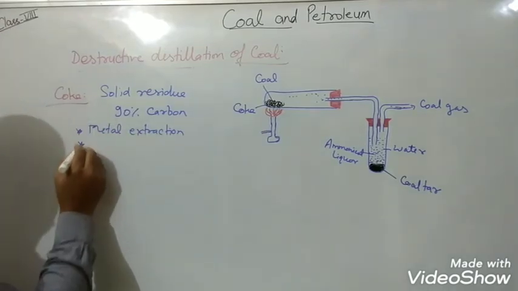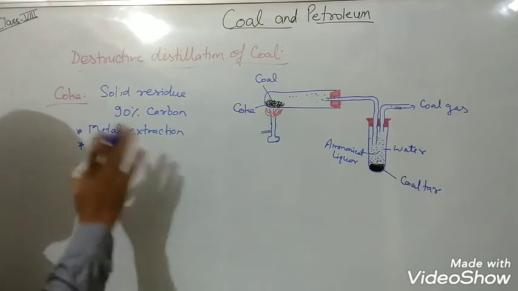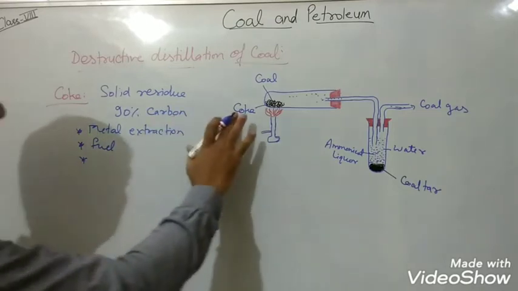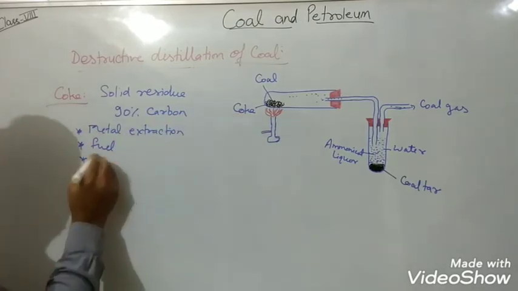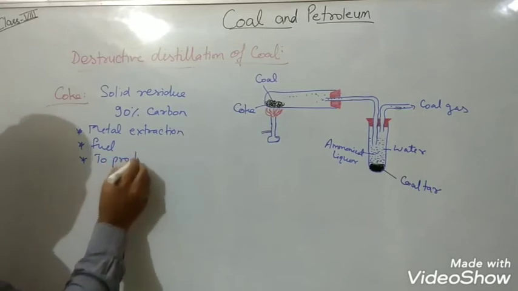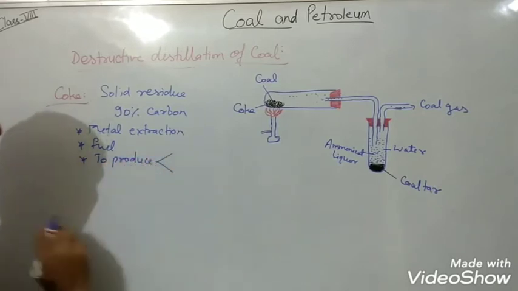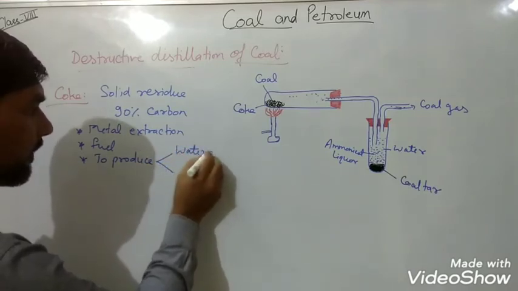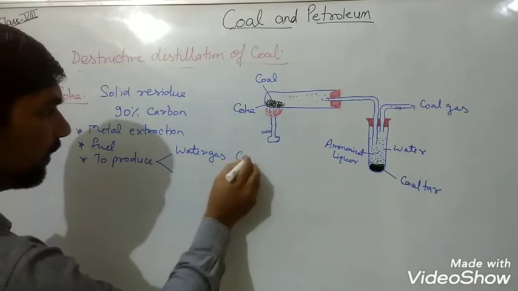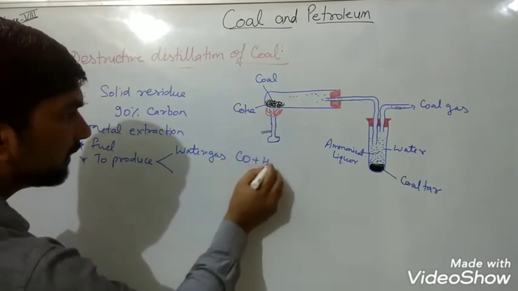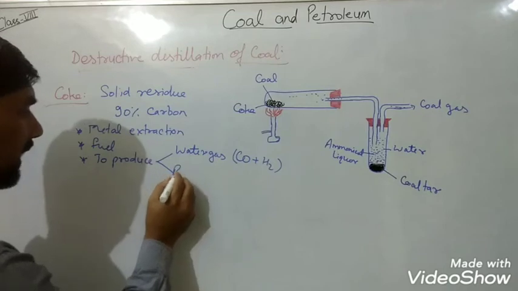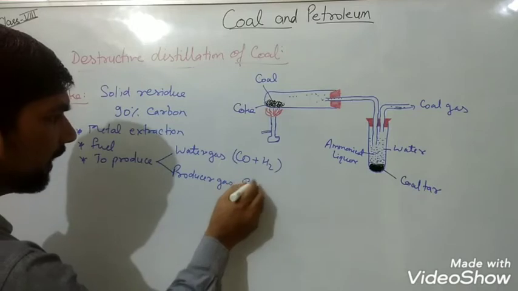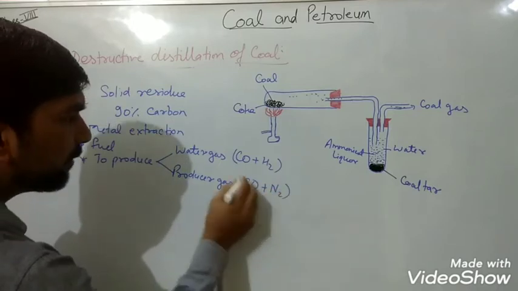This coke is used as a good fuel also, and this coke is used to produce more fuel, that is, water gas, a combination of carbon monoxide plus hydrogen, and one more, that is producer gas, a combination of carbon monoxide plus nitrogen.